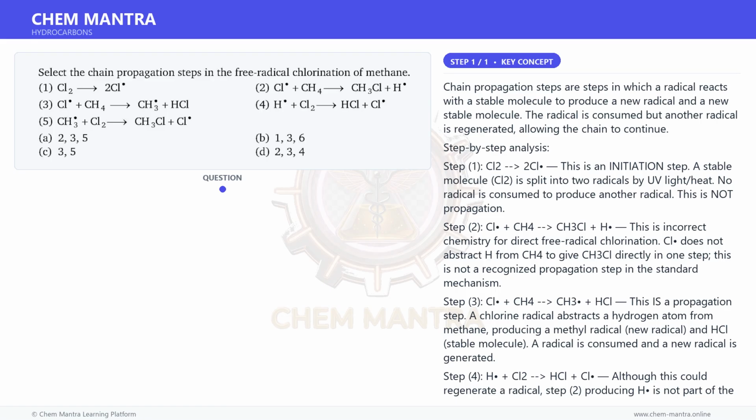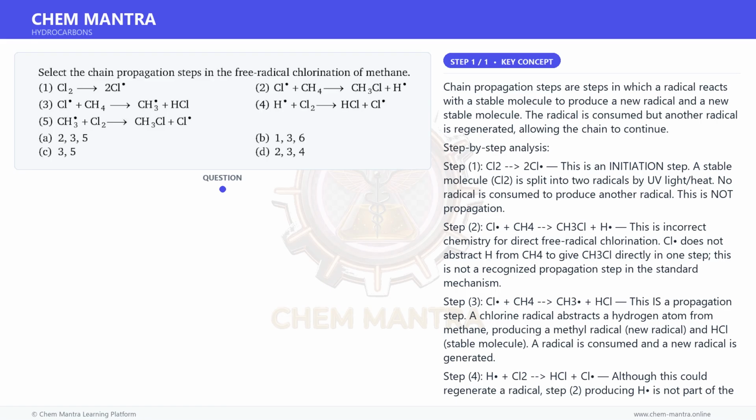Step 2. Cl + CH4 → CH3Cl + H. This is incorrect chemistry for direct free radical chlorination. Cl does not abstract H from CH4 to give CH3Cl directly in one step. This is not a recognized propagation step in the standard mechanism.